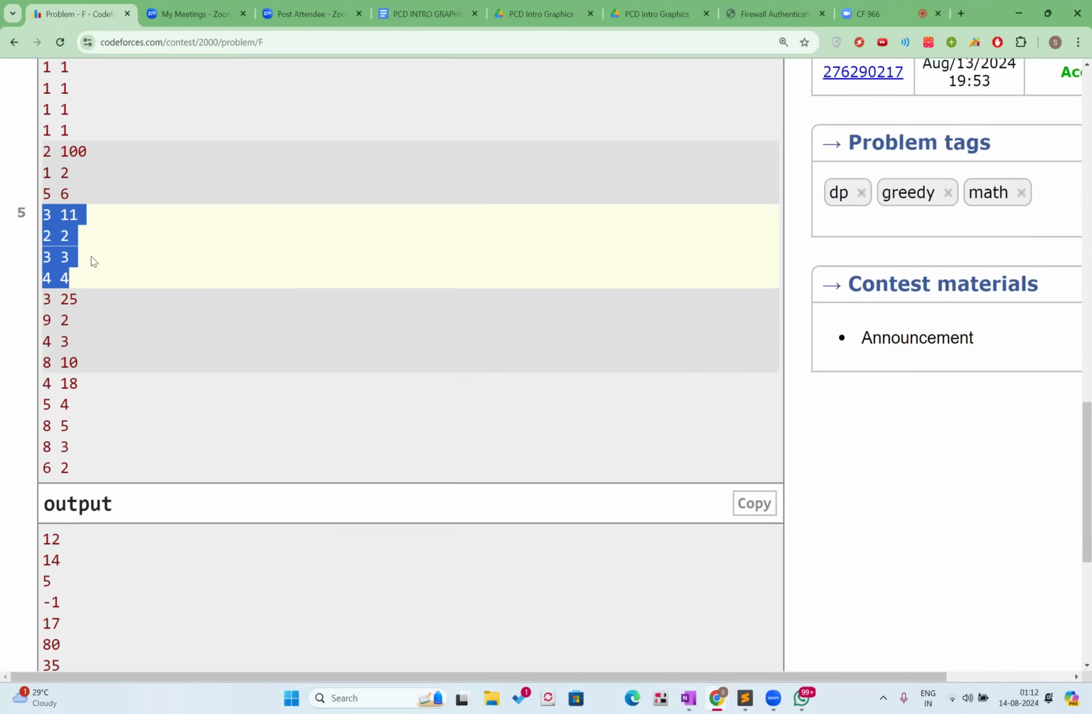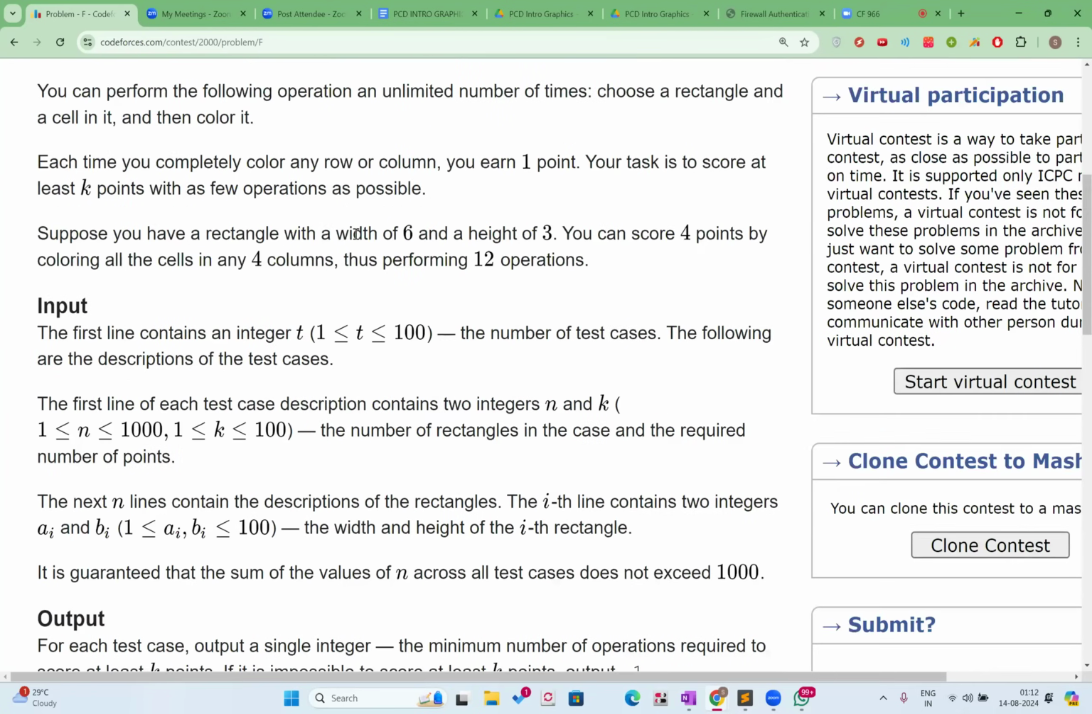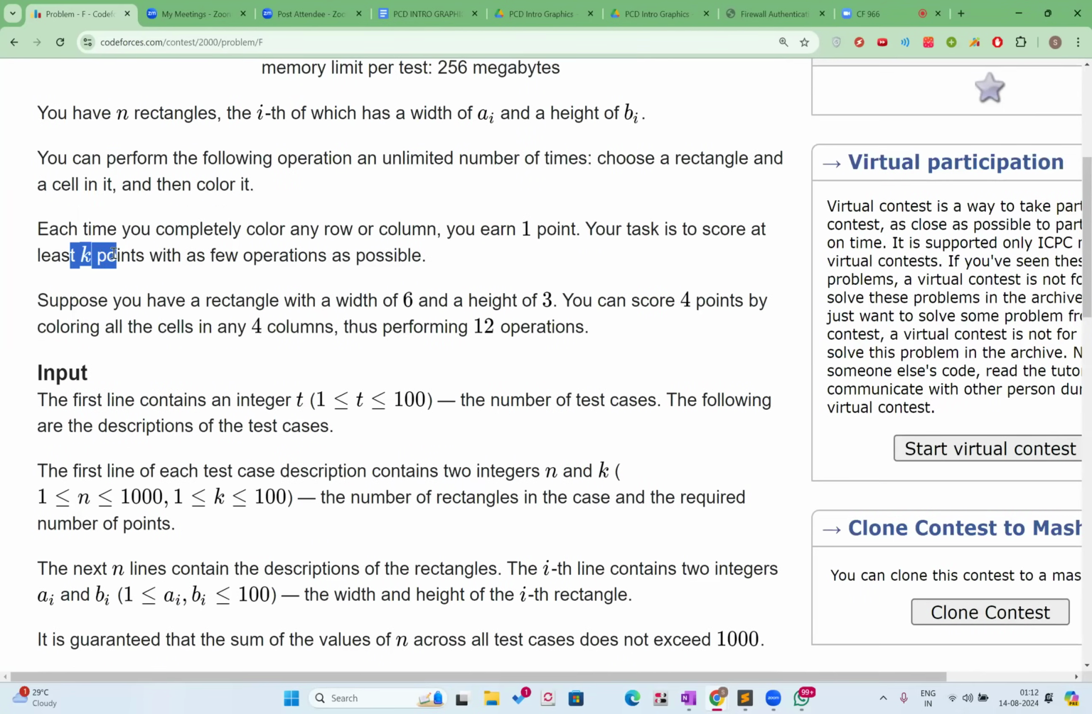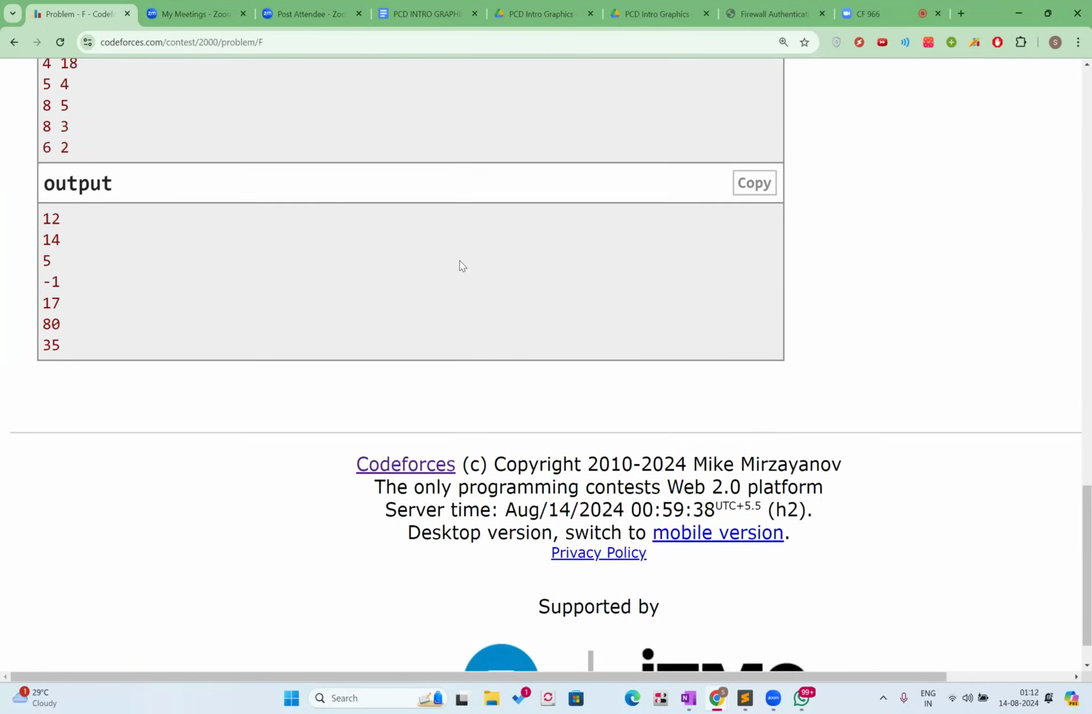2 cross 2 is there, 3 cross 3 is there, 4 cross 4 is there. Suppose this is sorted, then 4 cross 4 will come first, then 3 cross 3, then 2 cross 2. From 4 cross 4, we get 8 points. From 3 cross 3, we get 6 points. But do you see that we have to minimize the cost as well? We have to earn k points and we have to minimize the operations. So coloring operations should be minimized.